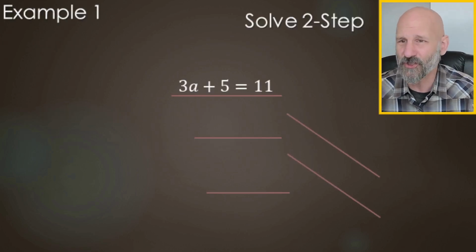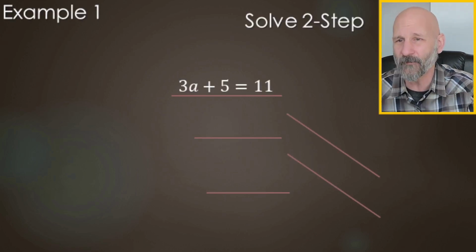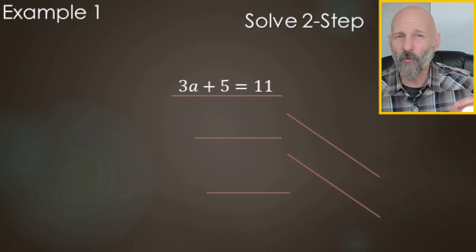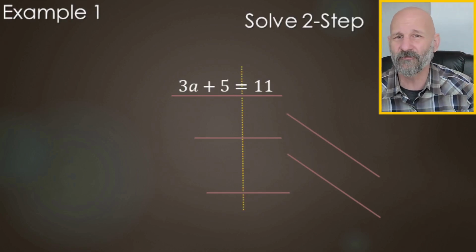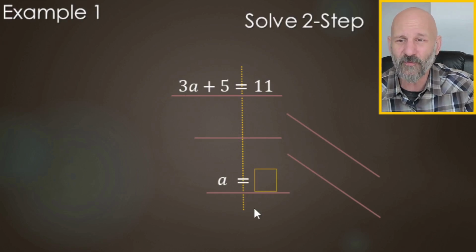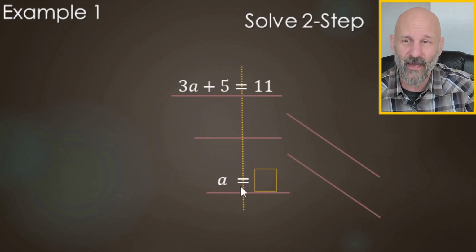So we're going to go ahead and just jump right in here. Our first equation is 3a + 5 = 11. So our thought process on these is first we're going to say, okay, so there's my variable. It's on the left-hand side of the equal sign. So at the bottom of my work, that's what I want to see. I want to see my variable a equals, and then my value is going to go right in that box right there.